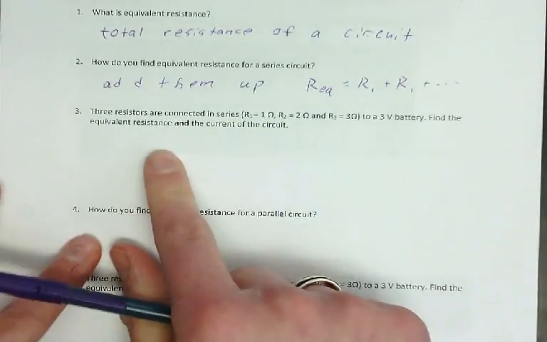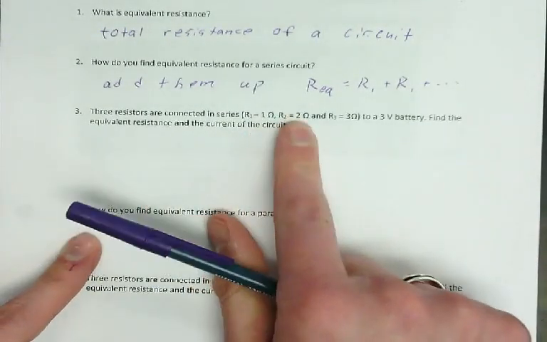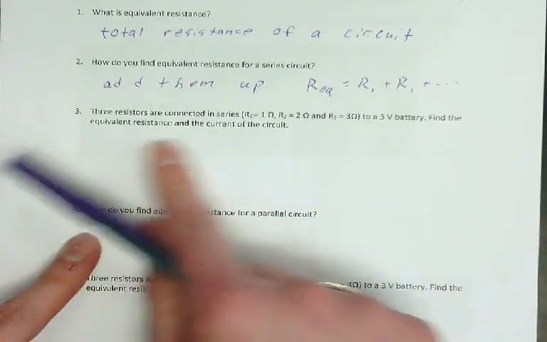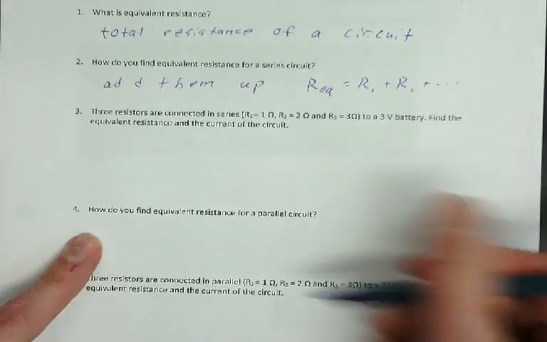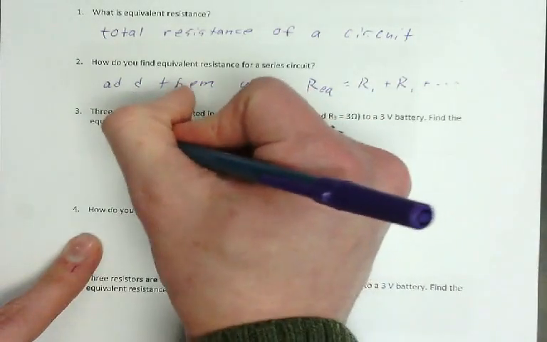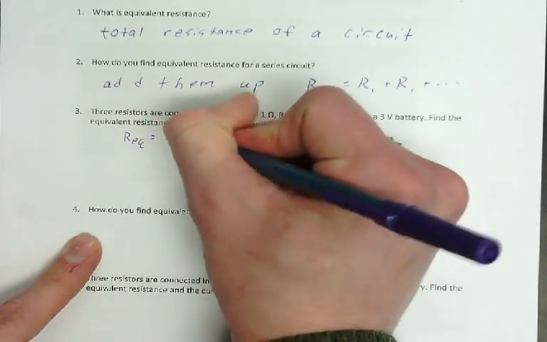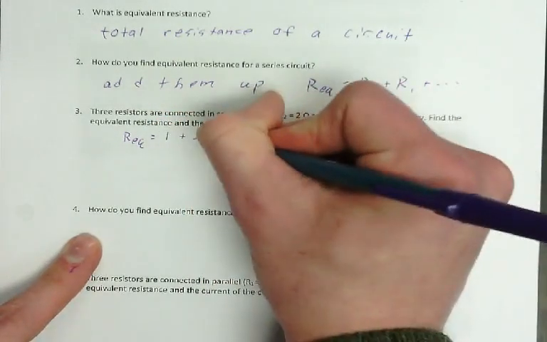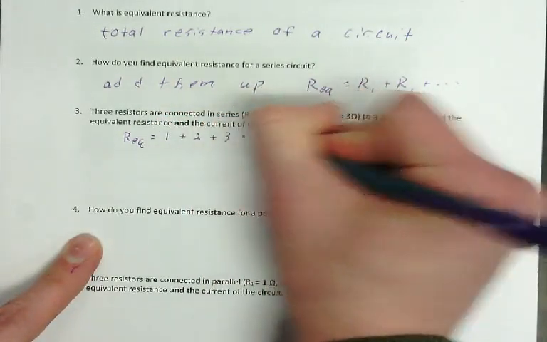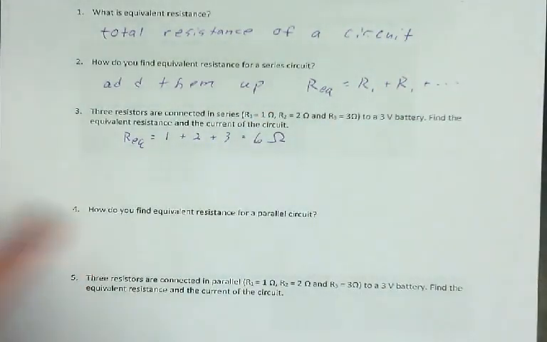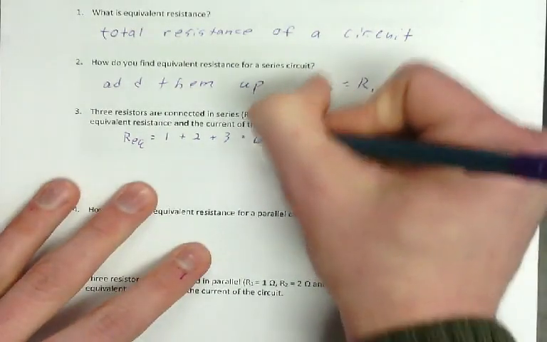So 3 resistors are connected in series. R1 is 1, R2 is 2, R3 is 3. They're connected to a 3-volt battery. Find the resistance and the current. So the resistance is this. Equivalent resistance equals 1 plus 2 plus 3 equals 6. 6 ohms.